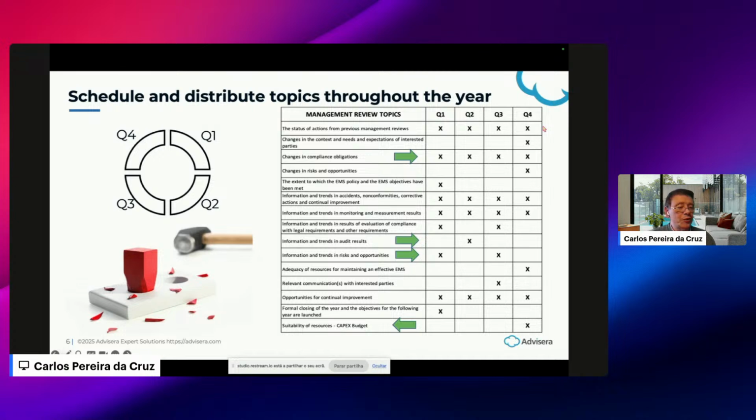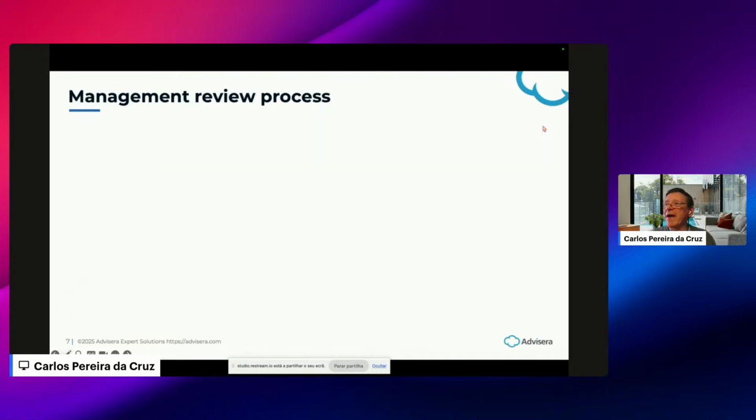Okay, so let's see now management review as a process. And this is very important. A management review is not a meeting, it is much more than a meeting. It's a whole process. In a management review process, one can identify four stages: the preparation before the meeting, during the meeting, and after the meeting, or follow-up.